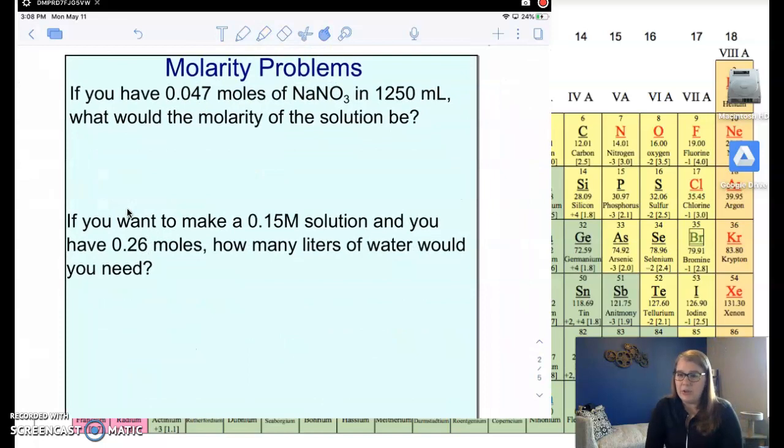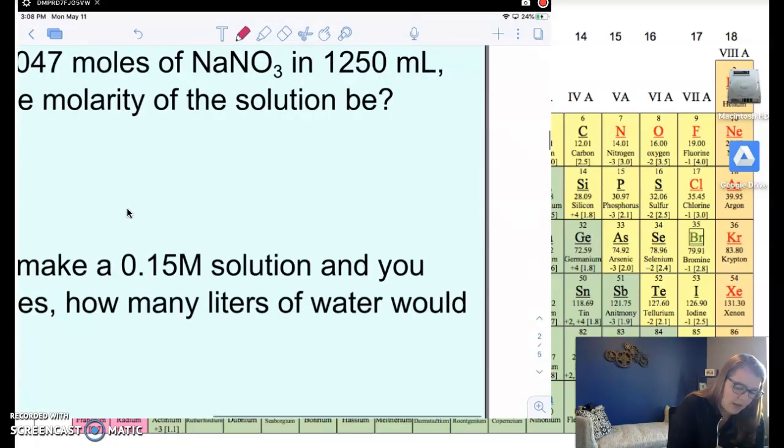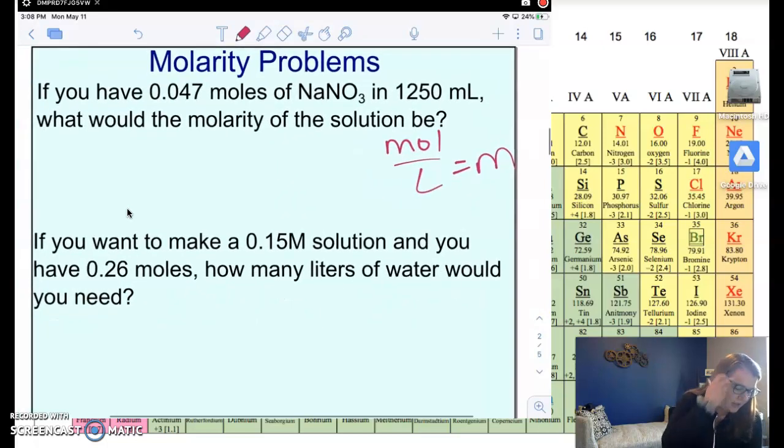So one of the things I need you to feel comfortable doing is essentially just solving problems with that equation. So we've got moles per liter is equal to molarity. So our first question here is if you have 0.047 moles of sodium nitrate in 1,250 milliliters, what would be the molarity of the solution?